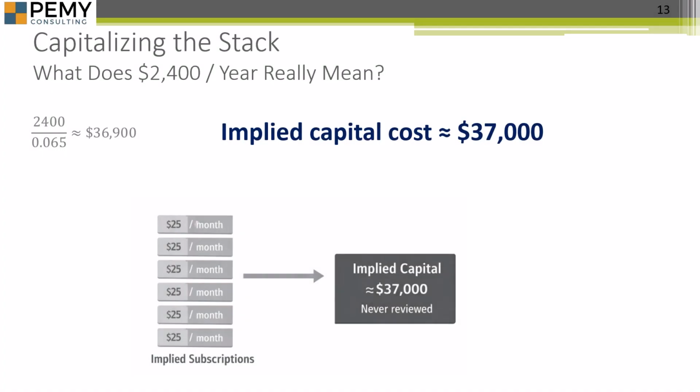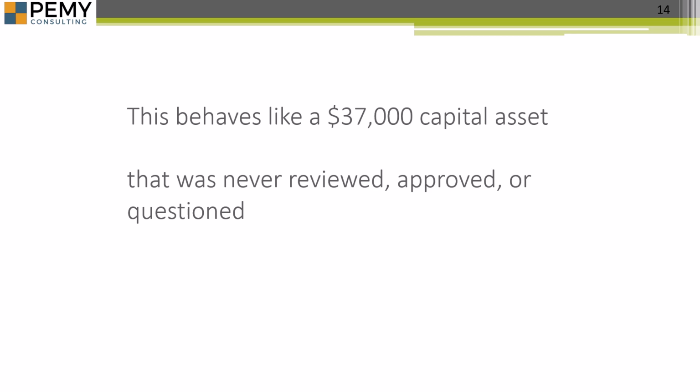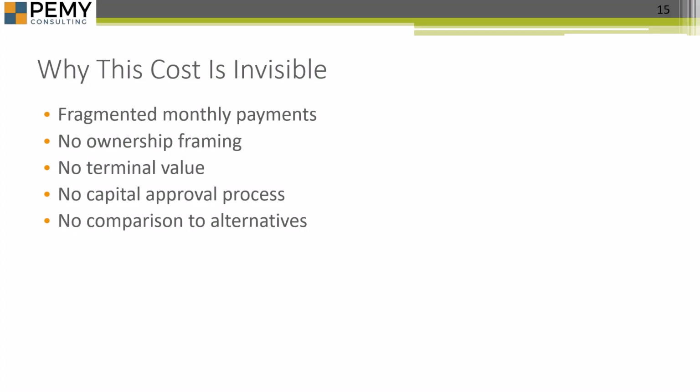When you total all these subscriptions at a realistic rate for today, you're looking at an implied capital cost of around $37,000. This is a substantial hidden cost that's rarely recognized because it's broken into monthly payments rather than viewed as a single capital expenditure. So this behaves like a $37,000 capital asset, but it was never reviewed, approved, or questioned. Engineers and other professionals would never handle traditional capital expenses this way. When it comes to equipment purchases, lifecycle costs are analyzed, maintenance is justified, and capital is reviewed. Subscriptions, however, bypass all those checks.